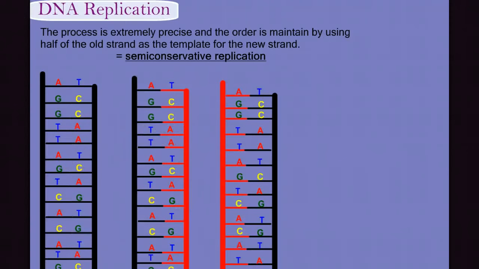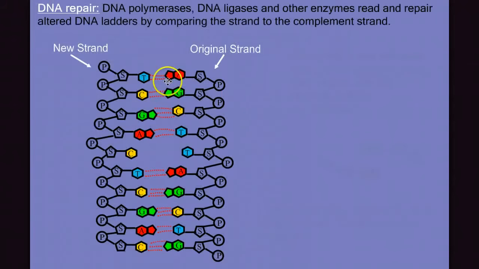And what happens when there's an incorrect base pairing? It turns out that after replication is complete, there's a proofreading step where enzymes check each base pairing to make sure that they're complementary. If they find a mistake, like we see here, the enzymes will cut out and replace one of these nucleotides in order to make this rung of the ladder a complementary base pair.